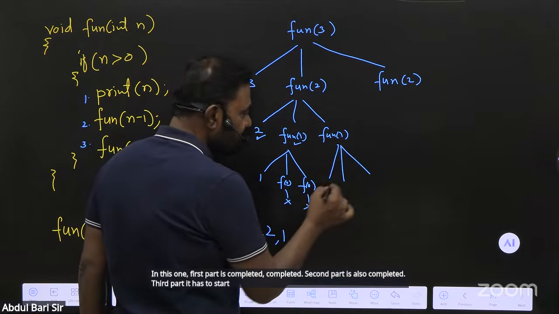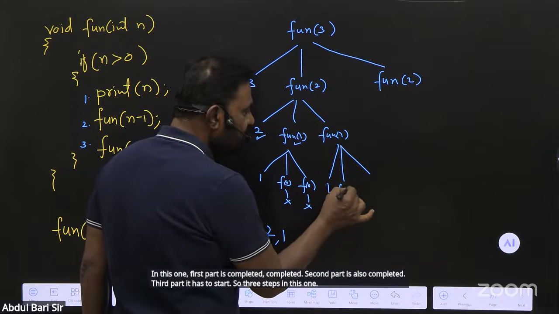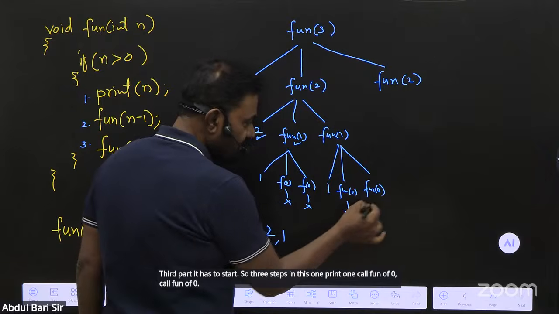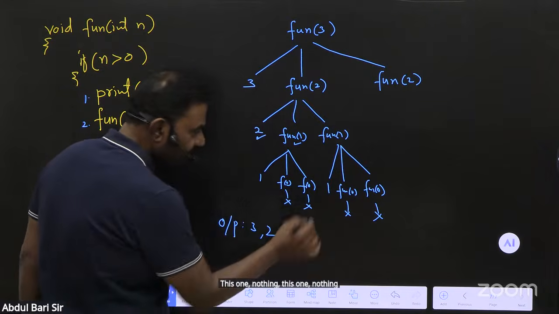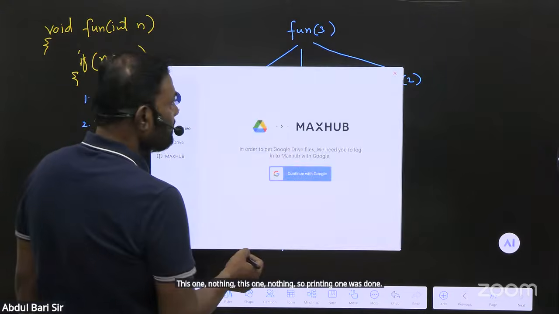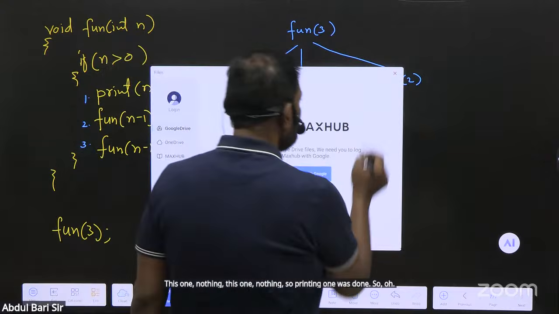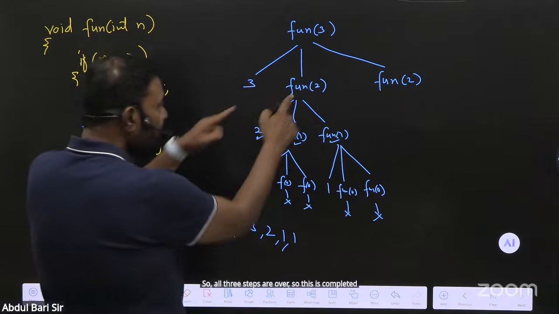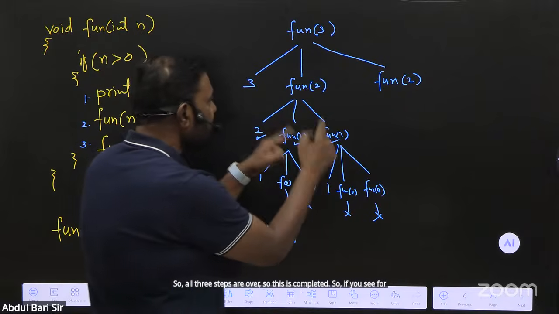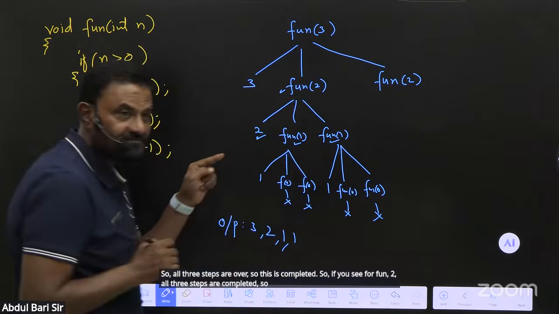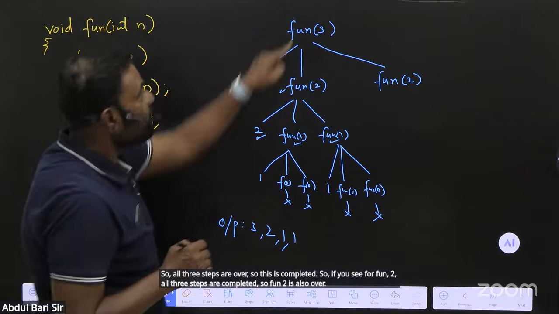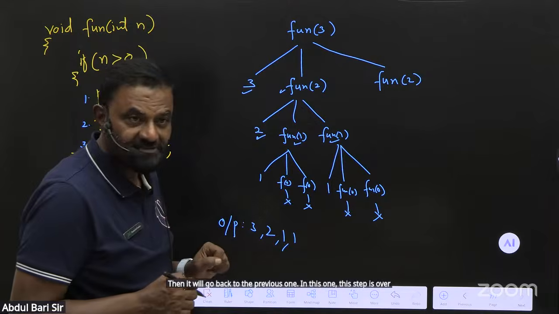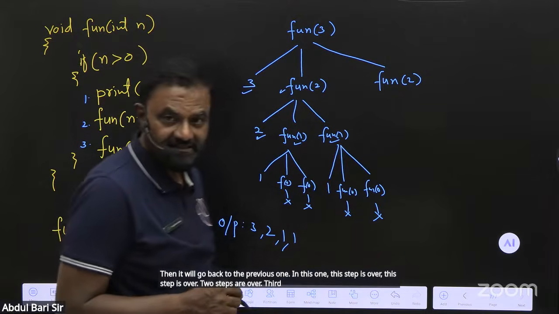So 3 steps in this one. Print 1, call fun of 0, call fun of 0. This one, nothing. This one, nothing. So printing 1 was done, so all 3 steps are over. So this is completed. For fun 2, all 3 steps are completed, so fun 2 is also over. Then it will go back to the previous one. In this one, this step is over, this step is over. 2 steps are over. Third step has to start.